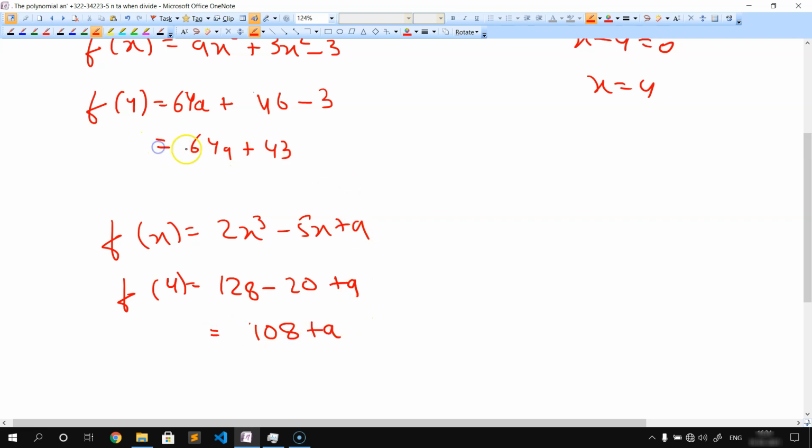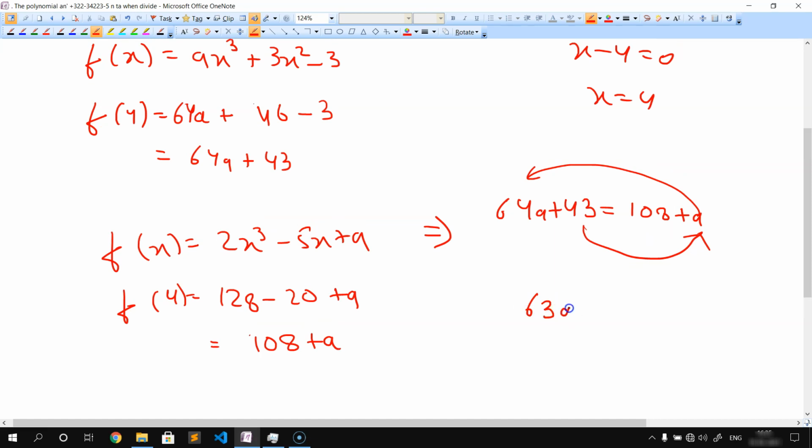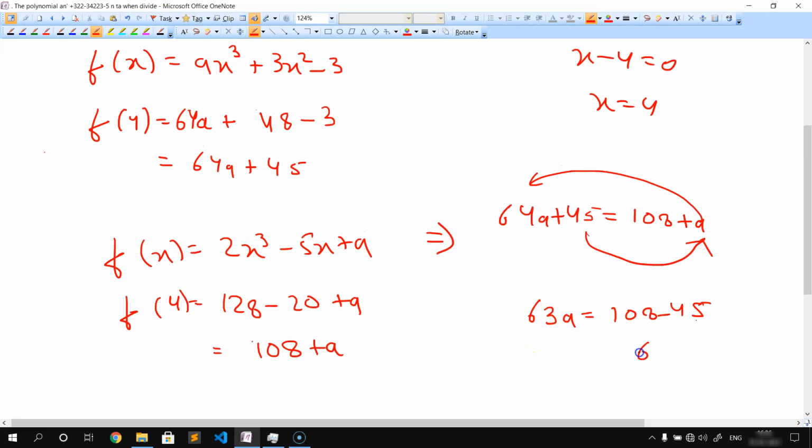So as it is given in the question that their remainders are equal, we can write both equations combined as 64a plus 45 is equal to 108 plus a. So a will go from here to here and 45 will go from here to here. So it will become 63a equals 108 minus 45. So it will become 63 equals 63a, and the value of a will be equal to 1.